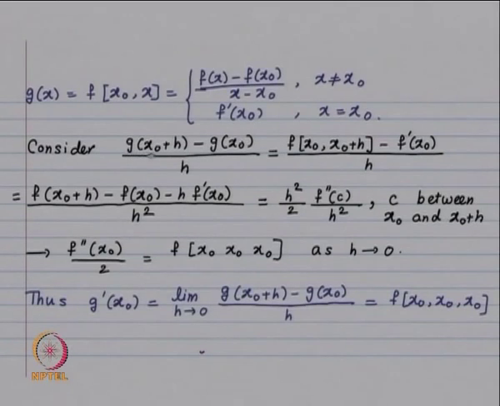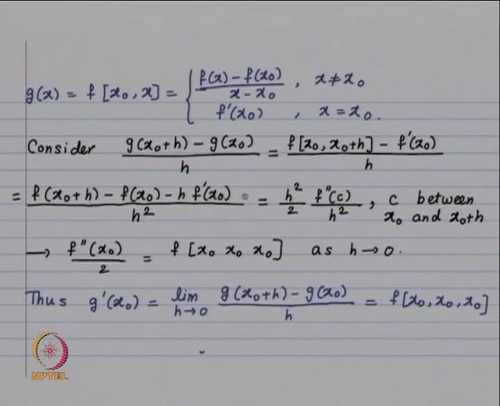So, consider g of x 0 plus h minus g x 0 divided by h. This is going to be equal to, by our definition of g x, f of x 0 plus h minus g of x 0, which is f dash x 0, divided by h. This quotient is nothing but f of x 0 plus h minus f x 0 minus h times f dash x 0 and then divided by h square. Writing for f of x 0 plus h, f of x 0 plus h minus f x 0 divided by h. We are assuming the function to be 2 times differentiable.